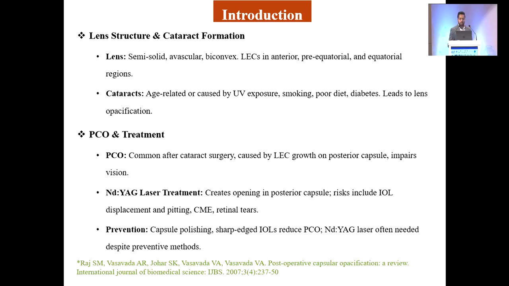My topic is effects of Nd:YAG laser capsulotomy on intraocular pressure and anterior chamber depth. As we all know, the lens is a semi-solid avascular biconvex structure and it contains lens epithelial cells which lie in anterior, pre-equatorial and equatorial regions. Cataract can be age related or caused by UV exposure, smoking, poor diet, and it leads to lens opacification. Posterior capsule opacification is a common condition after cataract surgery, caused by lens epithelial cells which grow on the posterior capsule, which impairs the post-op vision for the patient. Treatment for that is Nd:YAG laser capsulotomy, which creates an opening in the posterior capsule.